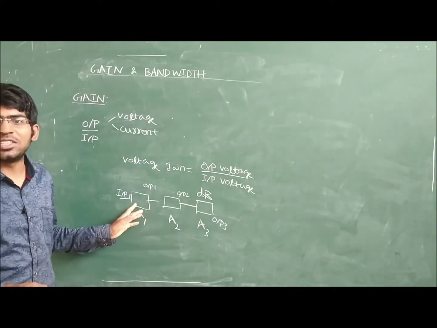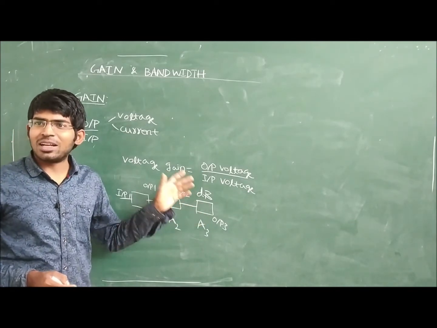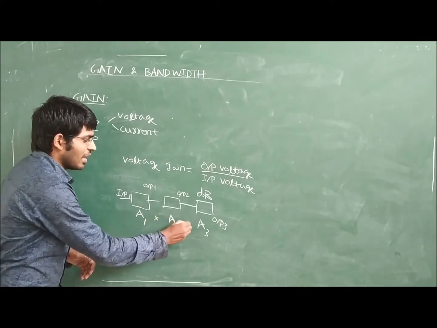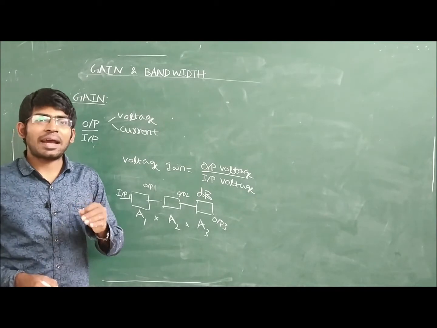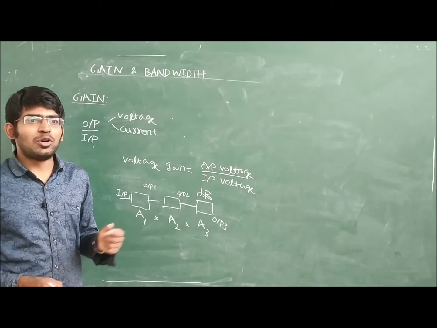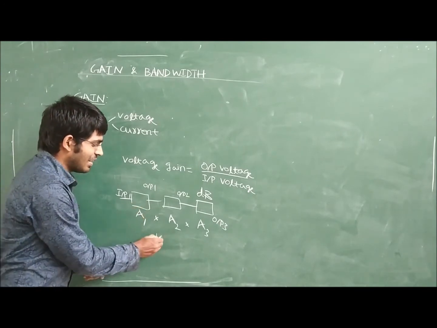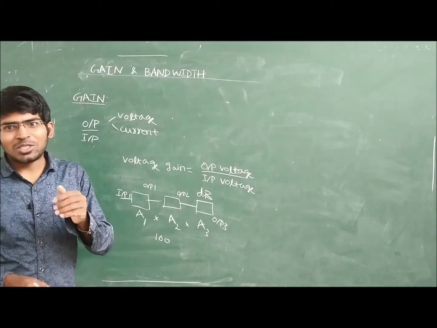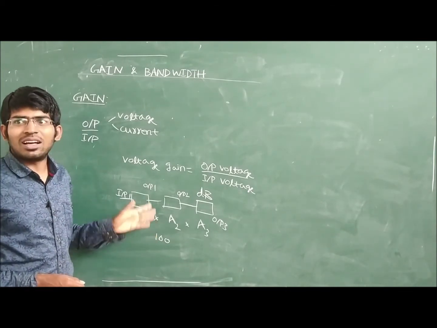Because we have the individual gains A1, A2, A3, the total gain of this multi-stage amplifier is the product of A1, A2, A3. But practically, we do not observe the product. Whatever we get as the product, say 100, we do not observe a gain of 100 practically. We observe a little amount of loss in the gain.